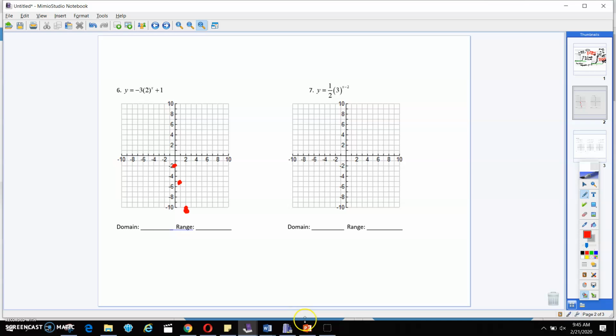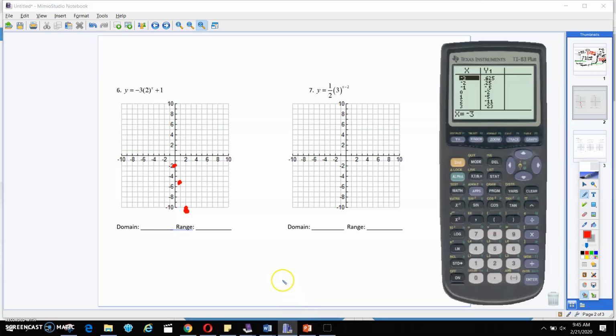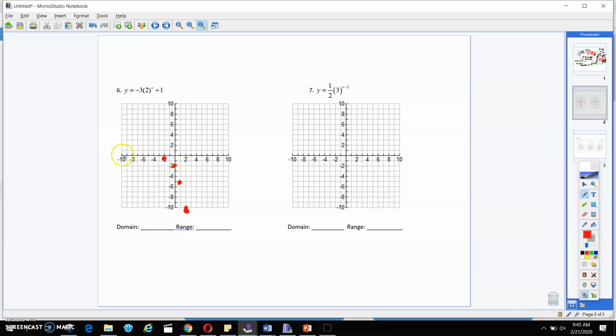Isn't that kind of like the last one? The only difference is it's flipped, right? Okay. And where's the horizontal asymptote going to be on this one? At positive 1. So there's going to be a horizontal asymptote at y equals 1. Which means it's going to get really, really close to 1, but never touch it. So my domain is going to be negative infinity to positive infinity. And my range is going to be from negative infinity to 1.